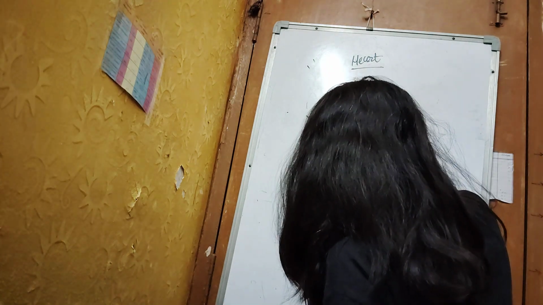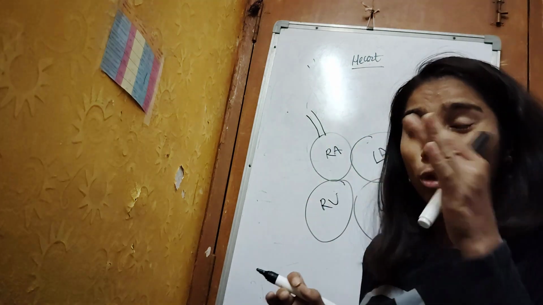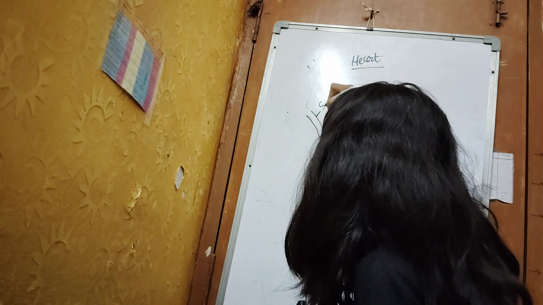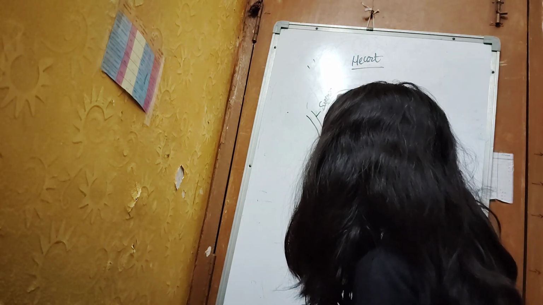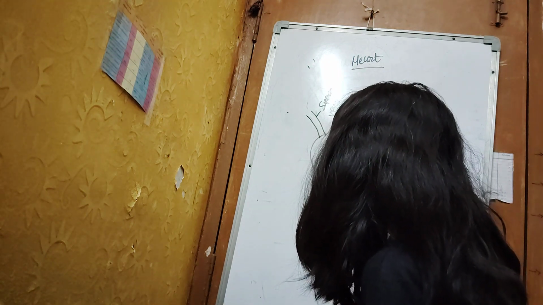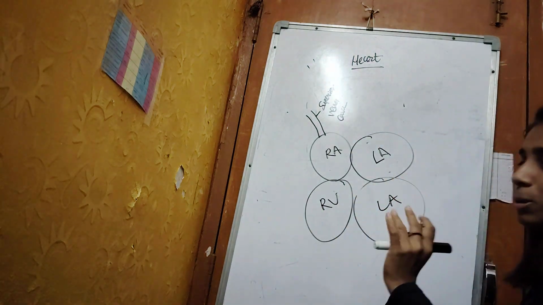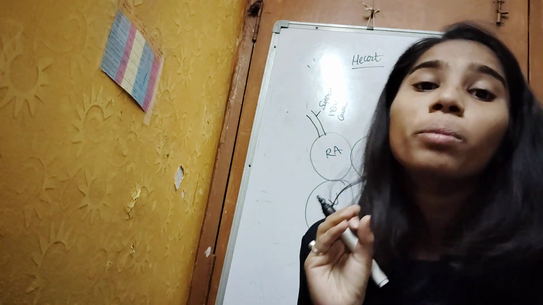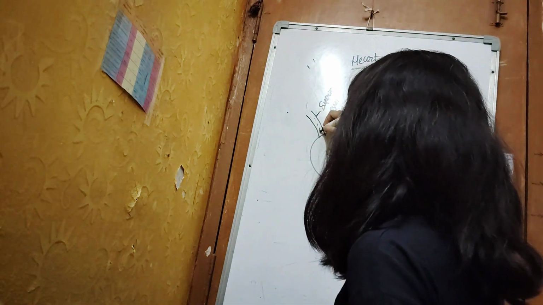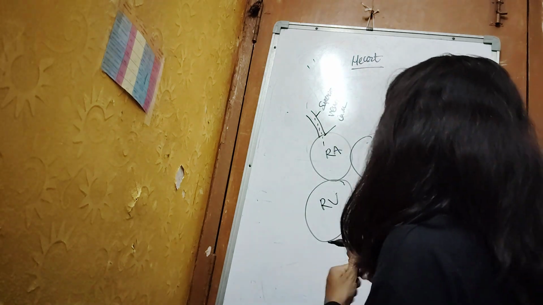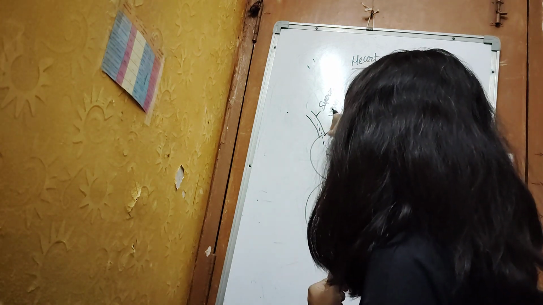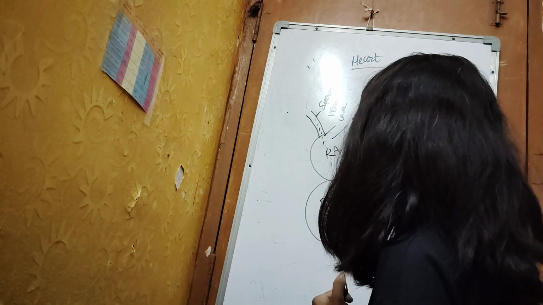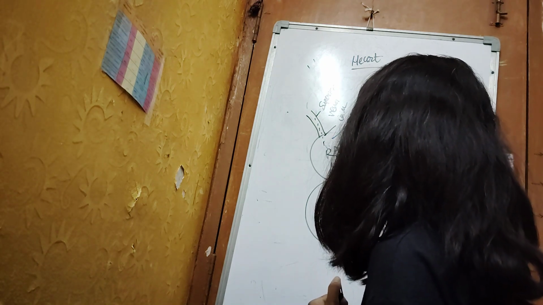Now the blood passes into the right atrium by the superior vena cava. The blood passing from the superior vena cava is deoxygenated blood. That's why it is blue in color. So this is deoxygenated blood. This is blue. Why don't we show it in blue color, right? So it is blue in color because it is deoxygenated.